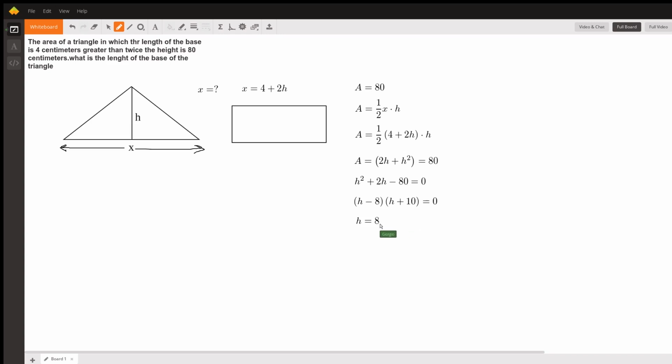So now that we have our height, we can go back to this equation for our base and substitute in the height. And that will give us our final answer of our base equal to 20.